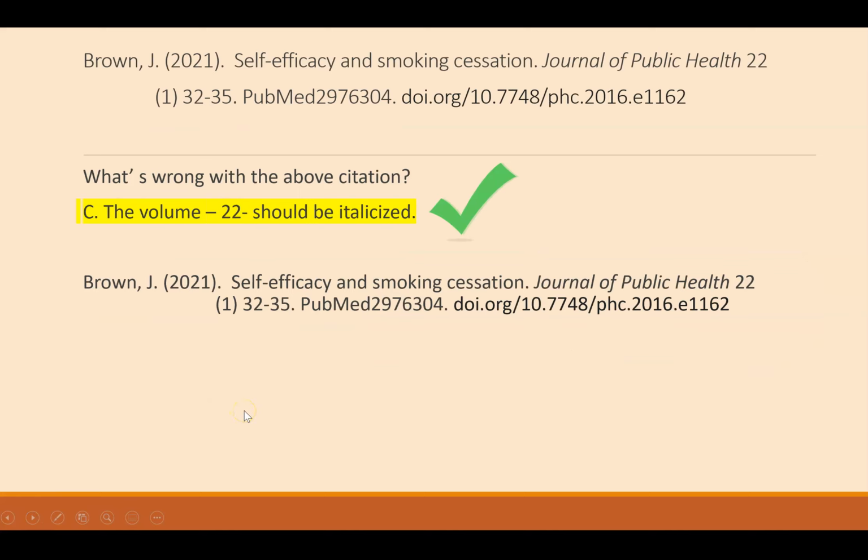If you chose letter C, that is correct. Remember, the volume is always italicized.